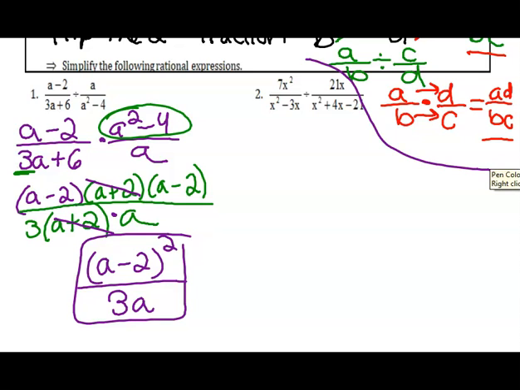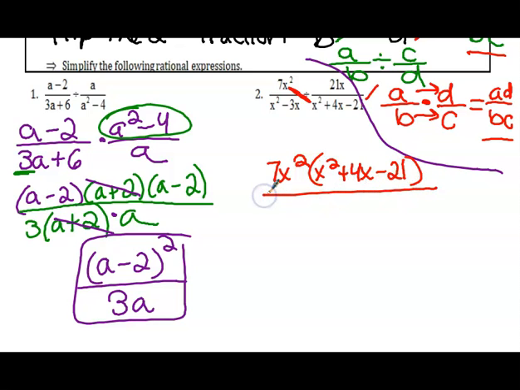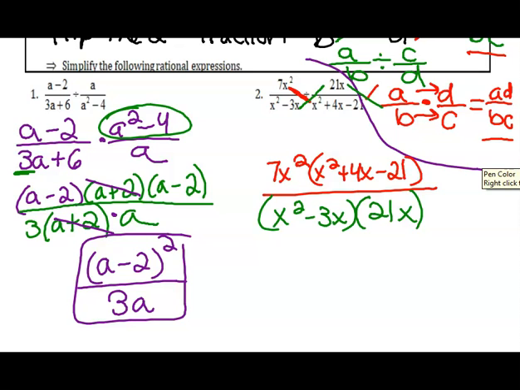Again, if you want to do the bouncy ball method, you're just going to times these two and put them on top. So I have 7x squared times x squared plus 4x minus 21 on the top. And then on the bottom, I have x squared, and then I'm going to do that bouncy ball. So x squared minus 3x times 21x. And then from here, I want to factor the best I can.